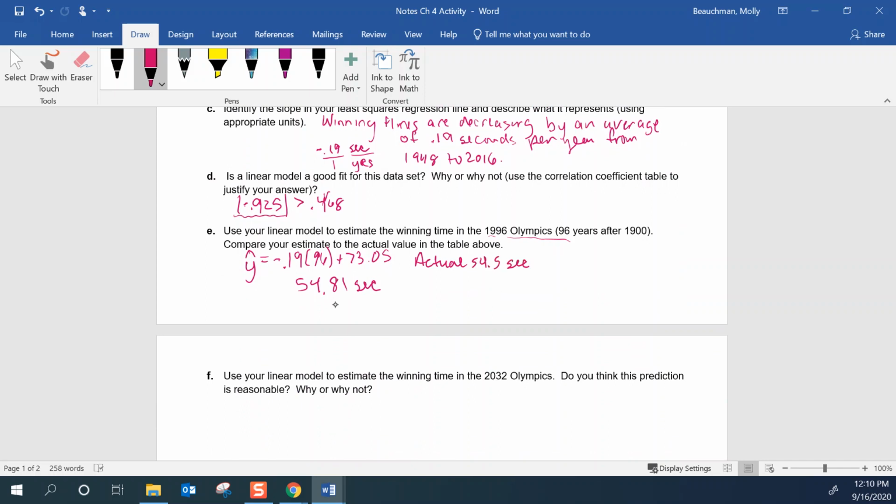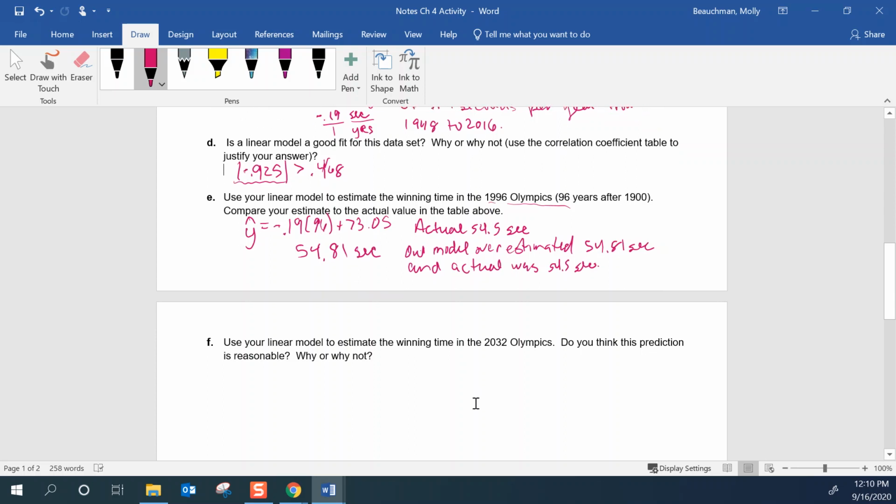So our line overestimated. So when you compare your estimate to the actual, our model overestimated: 54.81 seconds, and actual was 54.5 seconds. And that makes sense, because usually it's not going to be exactly what's in your data set. It's an average.